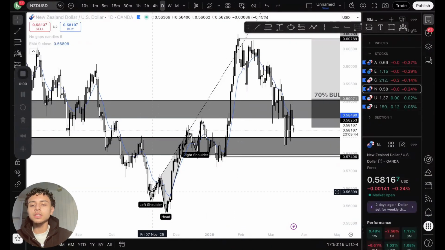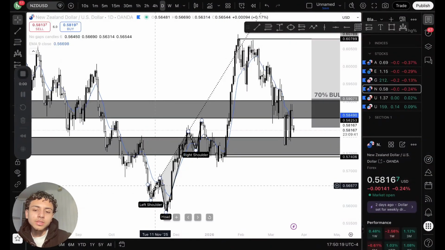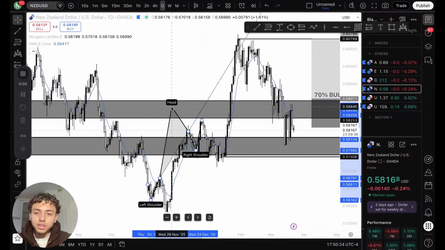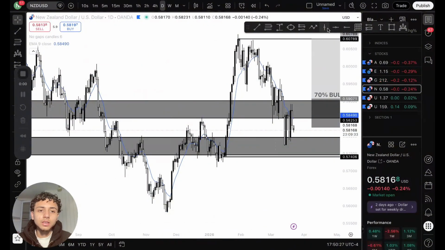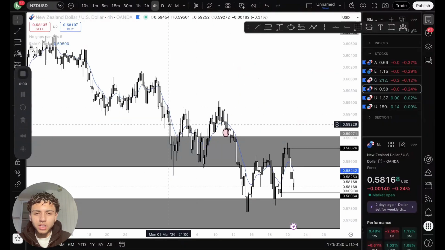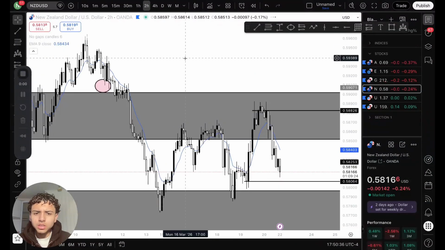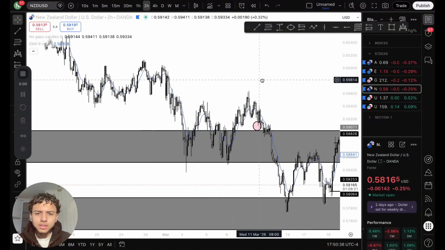But this is an inverted head and shoulder, meaning that every time it's inverted, the market should go up, and every time it's not inverted and it's actually on the upside, that means the market should go down. And let me see if I can find an example of a head and shoulder right here. Yeah, so right here, you guys can see this.